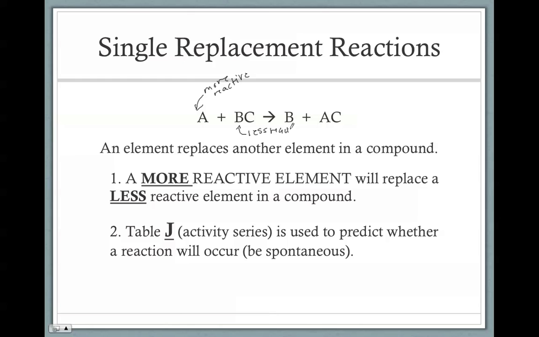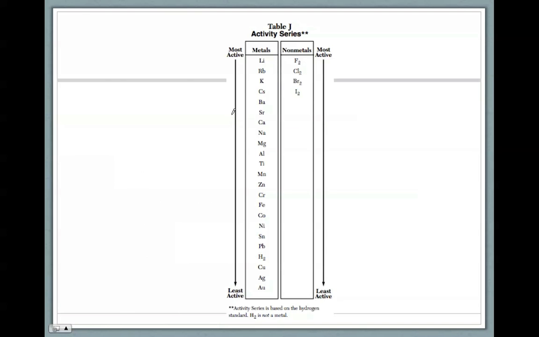And how we're going to be able to tell is by using table J, which can help us predict if the reaction will occur, which we will say is spontaneous if it does. And we have to see that A is more reactive than B. And how we would do this with using table J is the higher the element is, the more reactive it is. The lower it is, the less reactive. So we're making sure that the symbol A in the previous equation is higher than the element B, which should be below it in order for the reaction to happen.